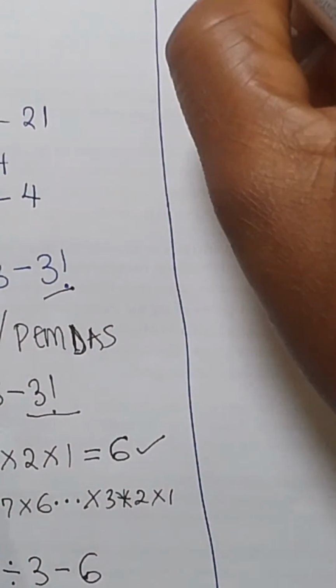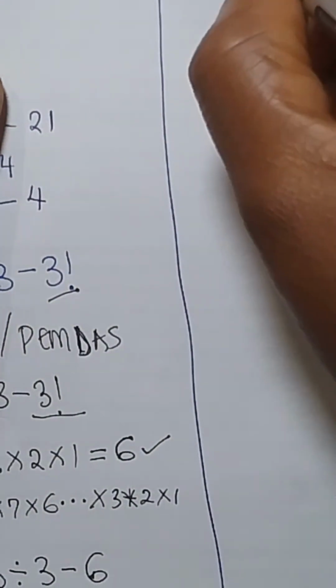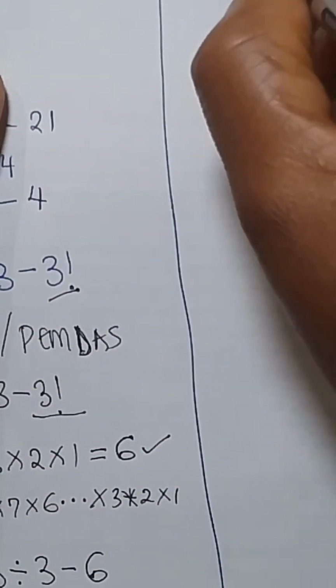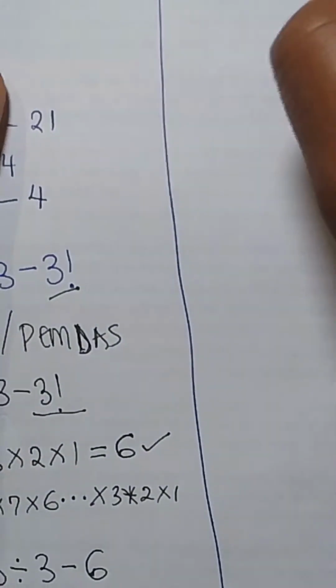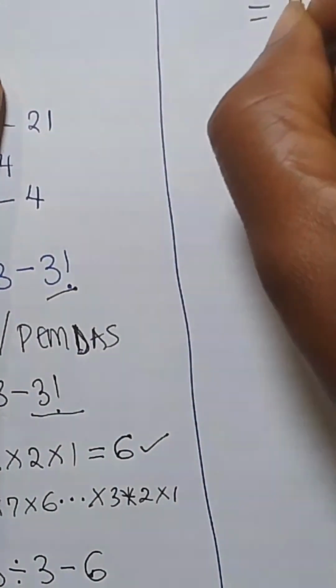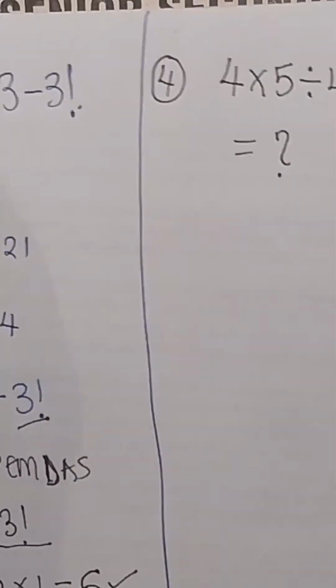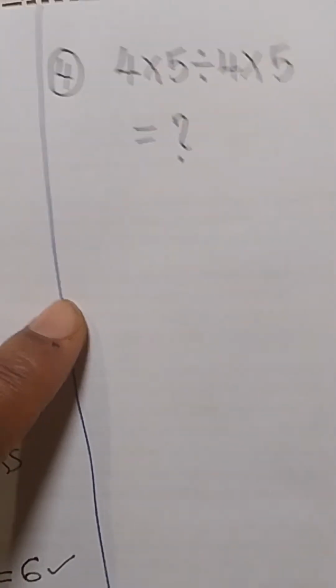Okay, so this one is going to be simple. We do 4 times 5 divided by 4 times 5 is equal to what? 4 multiplied by 5 divided by 4 multiplied by 5 is equal to what?